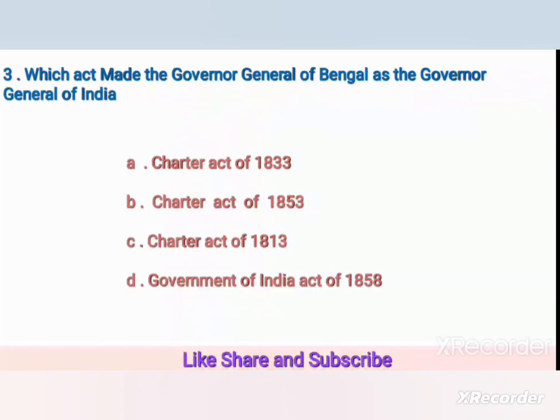Which act made the Governor General of Bengal the Governor General of India? Option A, Charter Act of 1833. Option B, Charter Act of 1853. Option C, Charter Act of 1813. Option D, Government of India Act of 1858. The answer is option A, Charter Act of 1833. Next question.